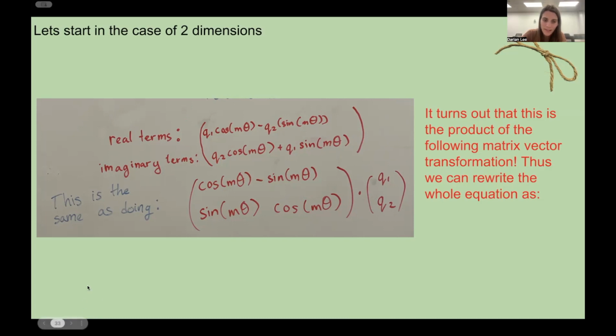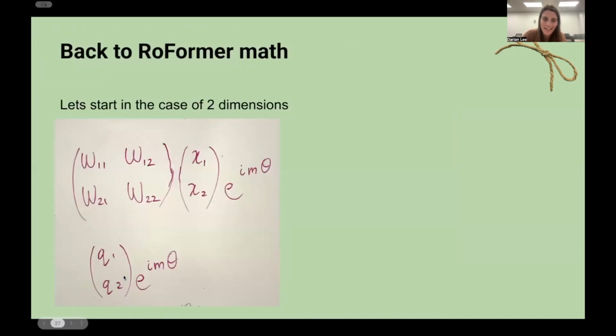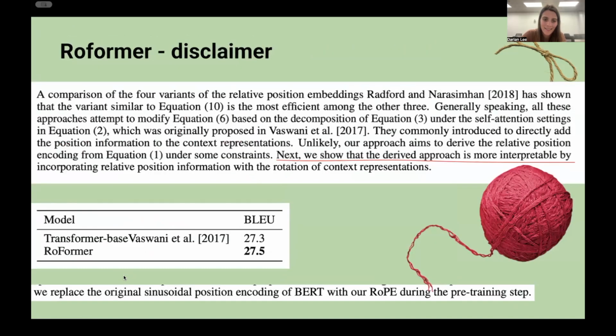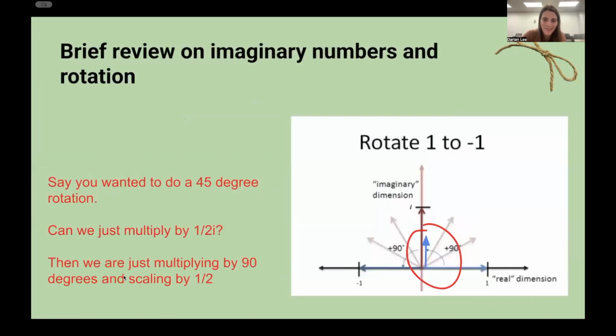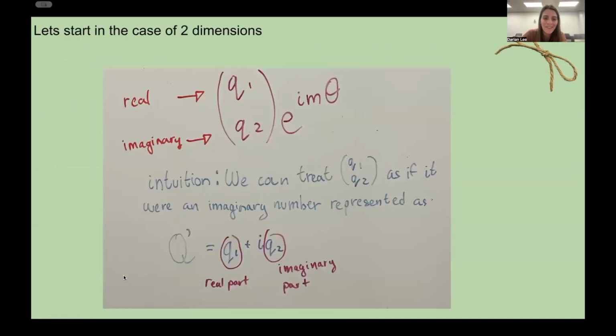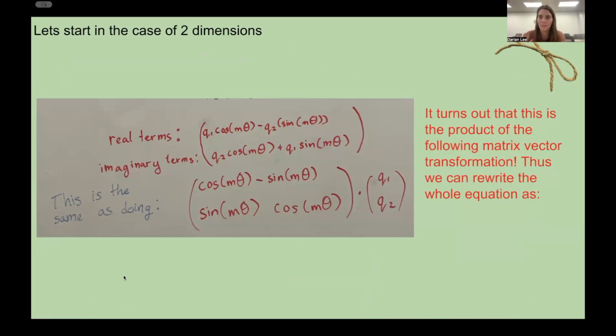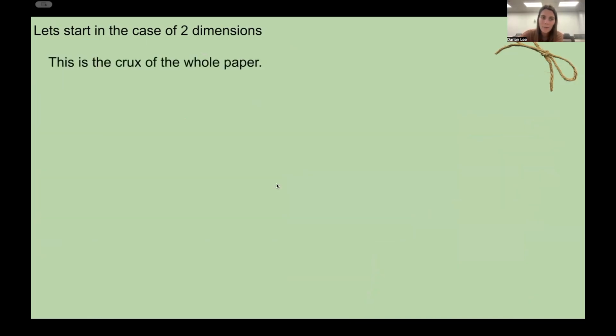Maybe I just don't show it yet. But if you've read the paper, you'll see this matrix everywhere. It's essentially the bread and butter of the paper, this rotational matrix. And this is how it's derived. So this is kind of the crux of the whole paper.